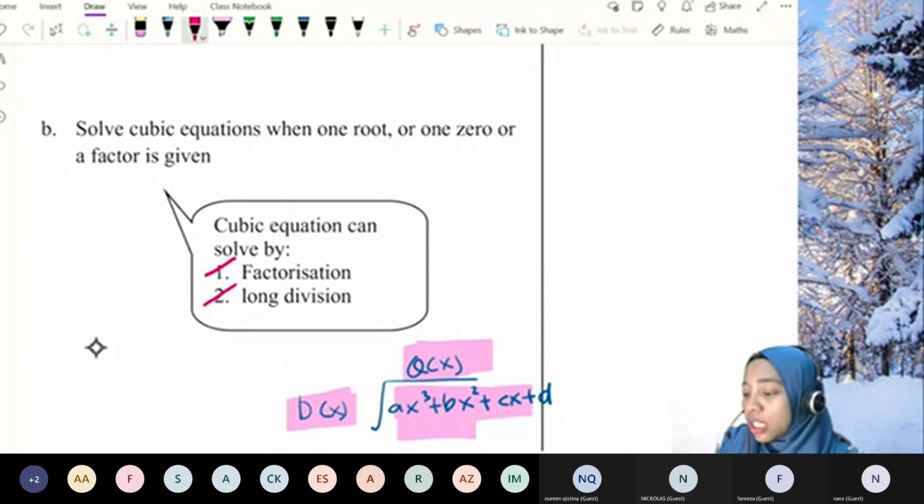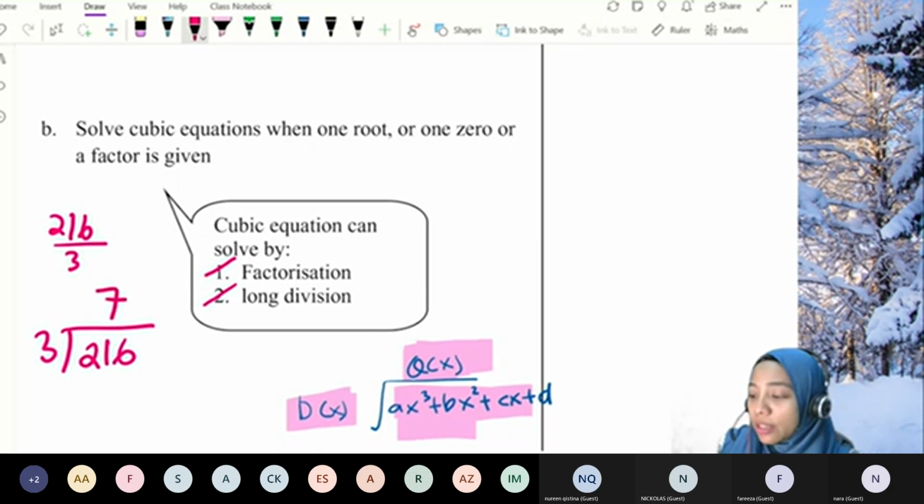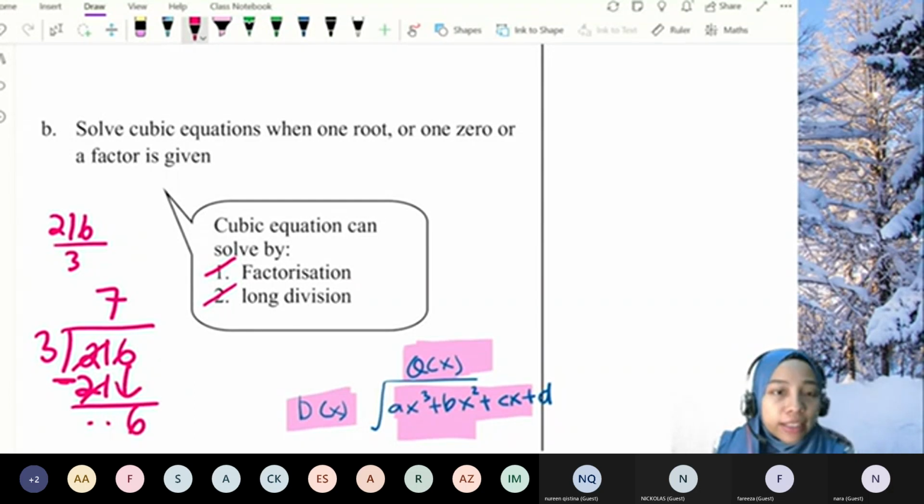Sebagaimana you di sekolah dulu, you ada belajar how to bahagi 216 for example divide by 3. Okay, macam mana you buat ni? So you think of what makes 21. So 7 times 3 21, betul? Lepas tu you buat tolak. And then cancel, you turunkan 6, betul? And then what makes 6? 3 times 2 you dapat 6.